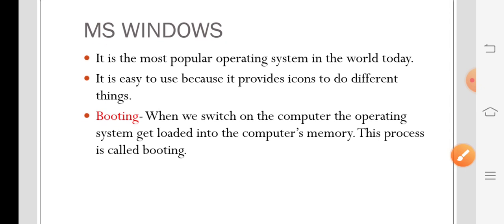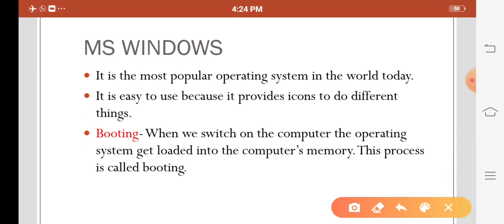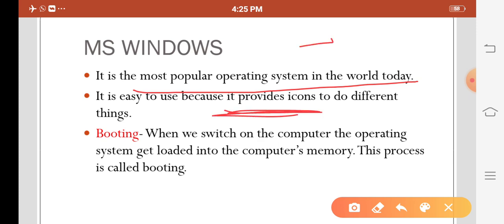Next, MS Windows. We have discussed the operating system. MS Windows is a kind of operating system, and it is the most popular operating system in the world today. The reason is that it provides icons. जैसे हमने discuss किया, इस तरीके से बहुत सारे icons display होते हैं home page पर, desktop screen पर. So because it provides icons, it becomes very easy for us to interact with the devices. So hence it is very popular.